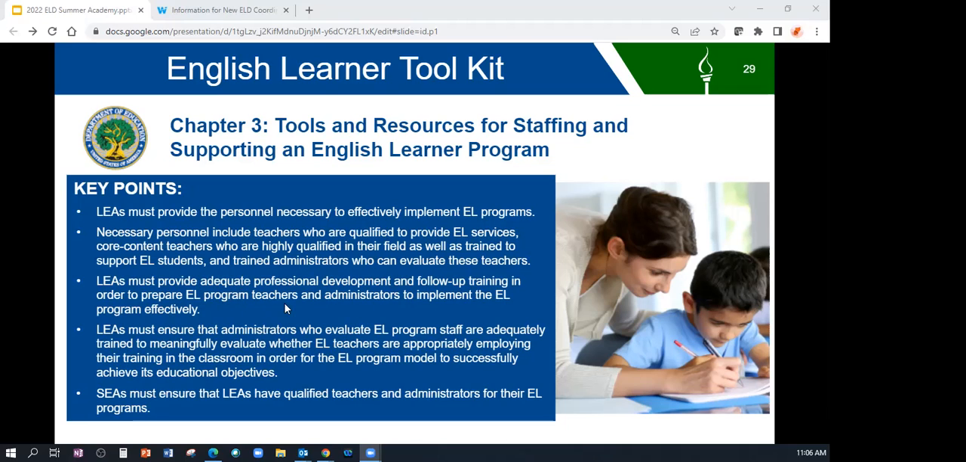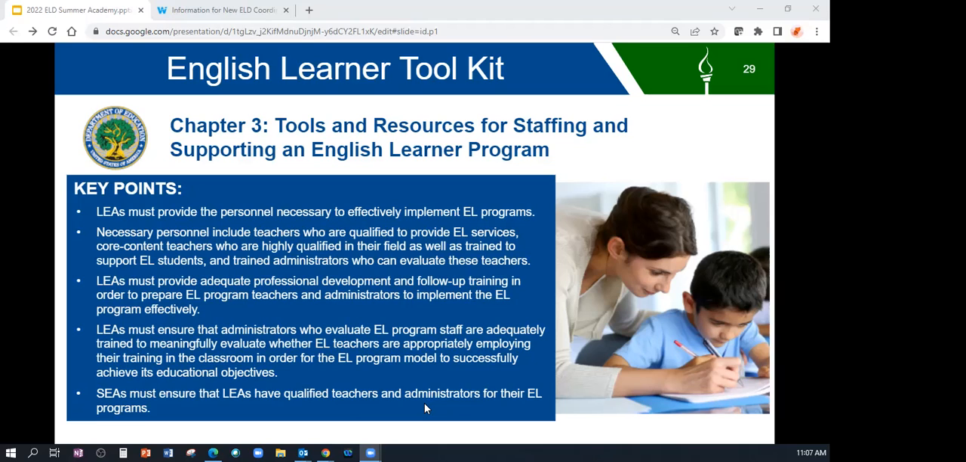Local education agencies are also required to provide professional development and follow-up training for teachers and administrators, both EL teachers and classroom teachers, about how to implement an EL program effectively. They also have to ensure that administrators who evaluate the EL staff are adequately trained so that they can see if the teachers are being effective, and if not, what needs to be done to have a successful program. And they also have to ensure qualified teachers and administrators at the state level.